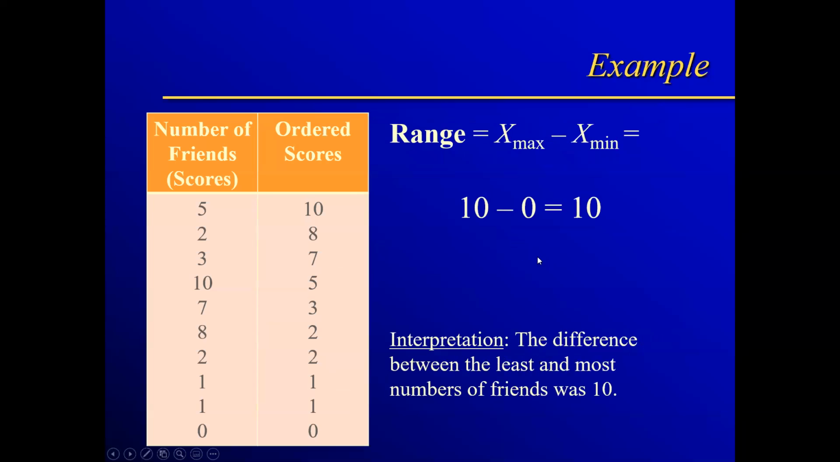Now let's get into some of our stats. We can find the range. We just take the max minus the min, right? Max minus min. So we have a range of 10. And we can read down here, the interpretation is the difference between the least and the most number of friends was 10, right? Range, relatively simple.